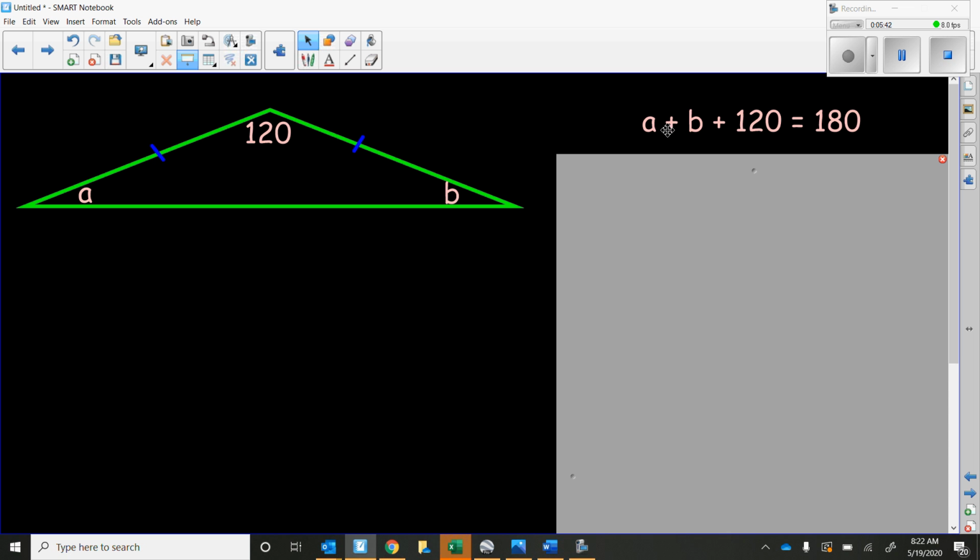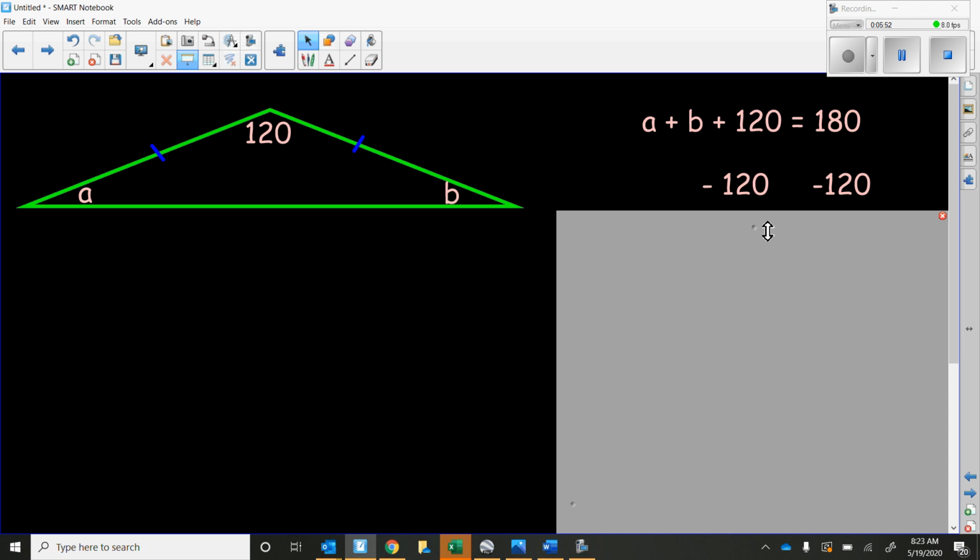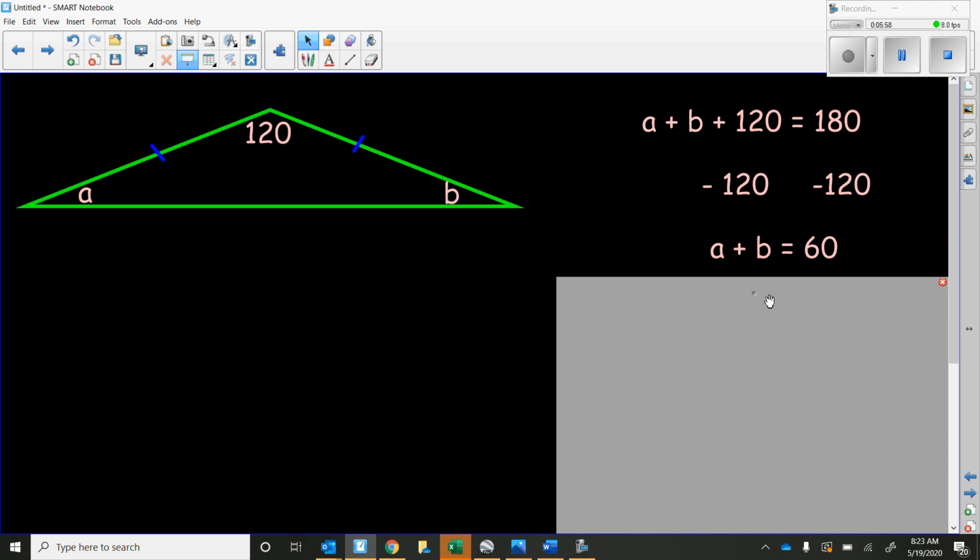So let's use some algebra skills right now. We know that angle A plus angle B plus 120 degrees must equal 180. It's kind of a proven fact in geometry that it always equals 180 degrees. If I subtract 120 degrees from the left side and 120 degrees from the right side of the equation, that tells me that angle B and angle A together must equal 60 degrees. So 120 plus 60 would be 180 degrees.